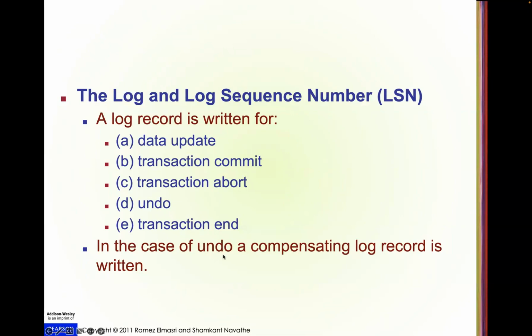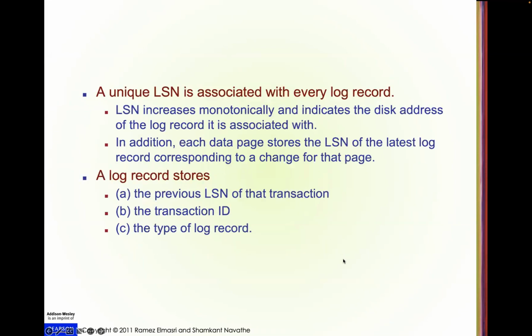In the case of undo, wherever you are going to perform an undo, a log is created. However, a compensating log record is written. So what kind of a log is created for undo? A compensating log record is written. It means there are 5 places where a log is going to be created, but especially for undo type actions, a special log record called a compensating log record is created.